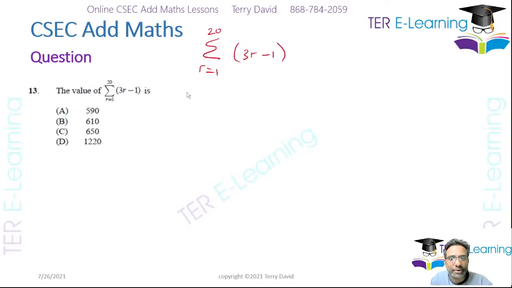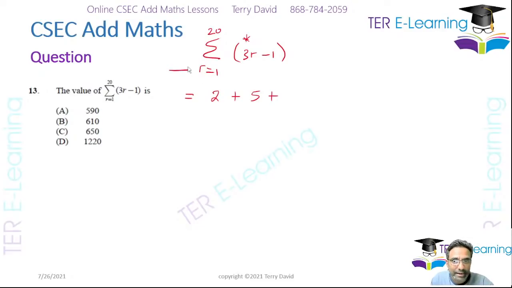So what we can do is write out what this series is going to look like. When I substitute 1 into this expression, 3 by 1 is going to give me 3, and 3 minus 1 is going to give me 2. So my first term is 2 plus. Then I'm going to substitute 2 into this expression. So this is going to give me 3 times 2, which is 6, minus 1. That's going to give me 5 plus, and we keep going.